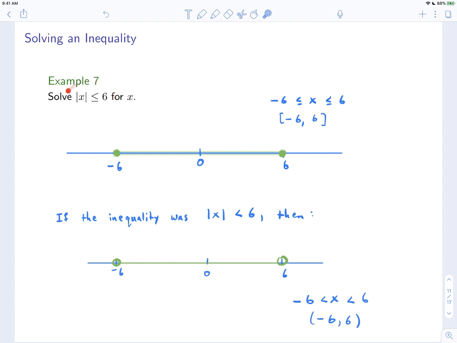So if it's the absolute value of x is less than or equal to 6, that means you're looking at all of the numbers that have a distance away from 0 less than or equal to 6. So that means you're including 0, and you want the points that are in some sense close to 0. So you're looking at numbers around 0, because you're looking for x values where their size is small.